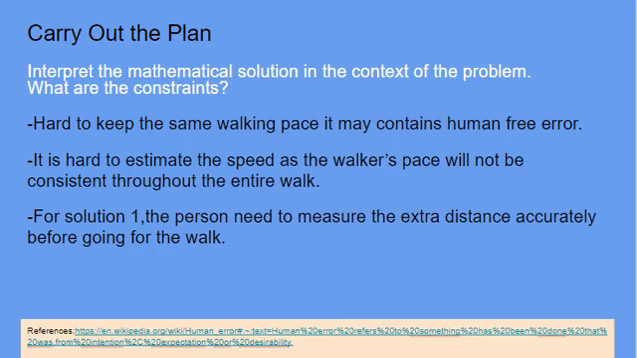So what are the constraints? It is hard to keep the same walking pace as it may contain human error, and it is hard to estimate the speed as the walker's pace may not be consistent throughout the entire walk. For solution 1, the people need to measure the extra distance accurately before going for the walk.